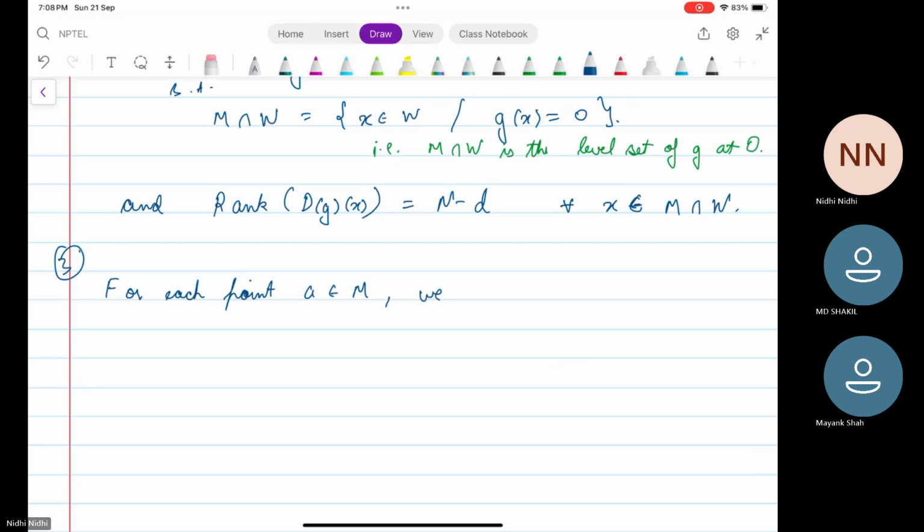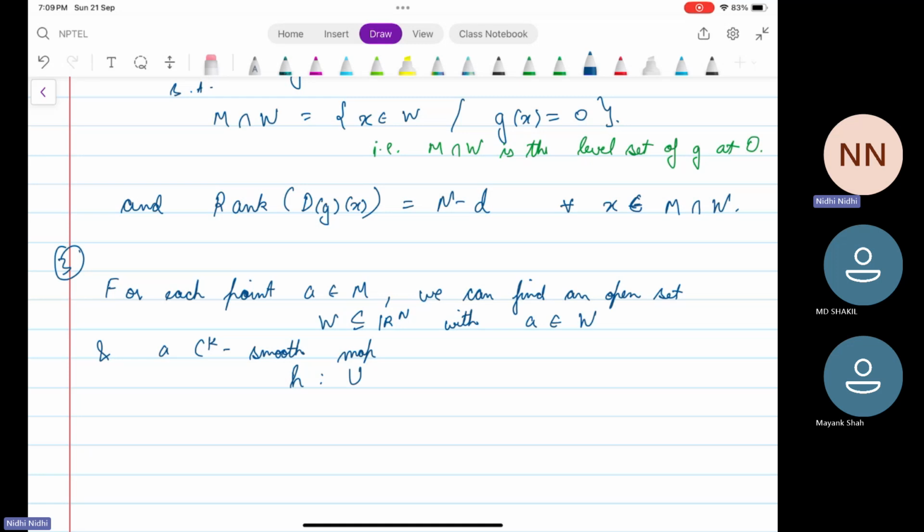we can find an open set W in Rn, which of course contains the point A, and a C^k smooth function, smooth map H from U to Rn, where this U is an open set in Rd. It's an open set. And H is a bijection.